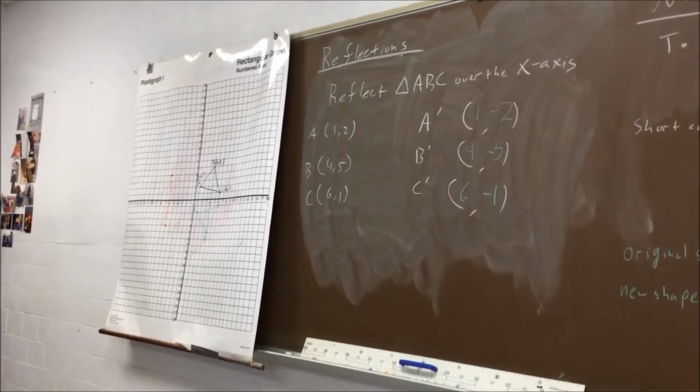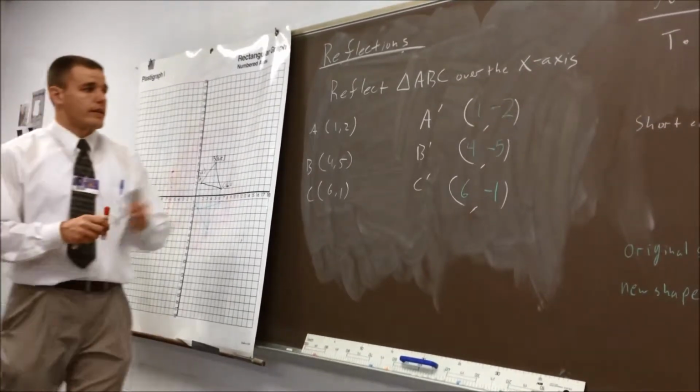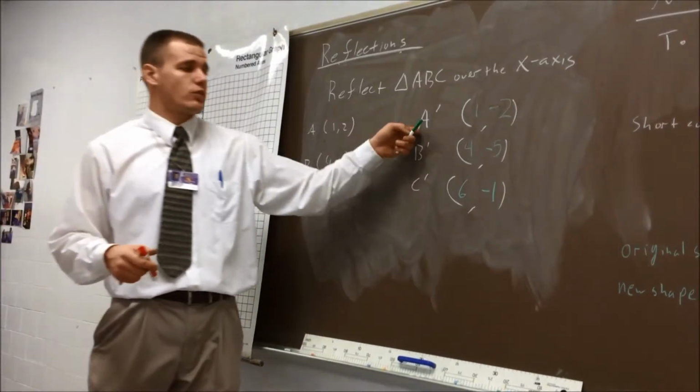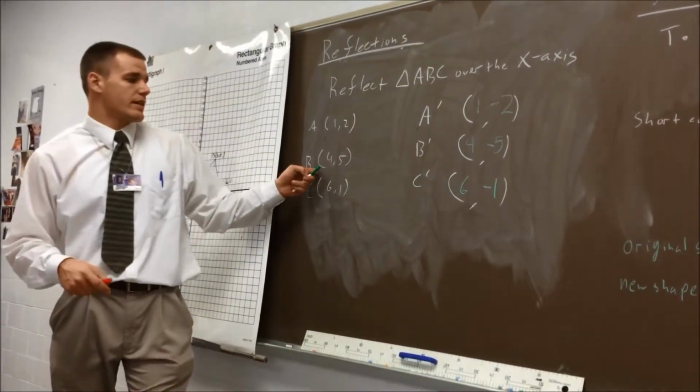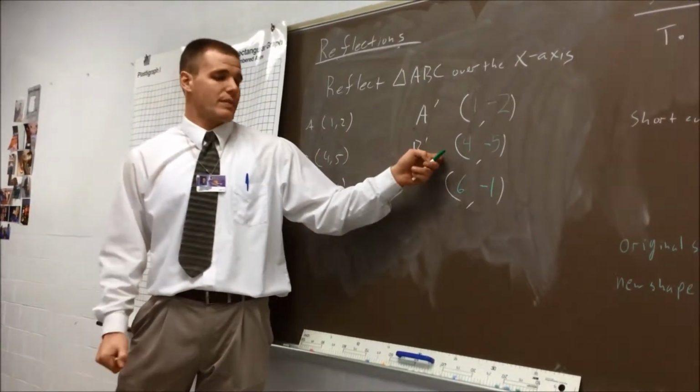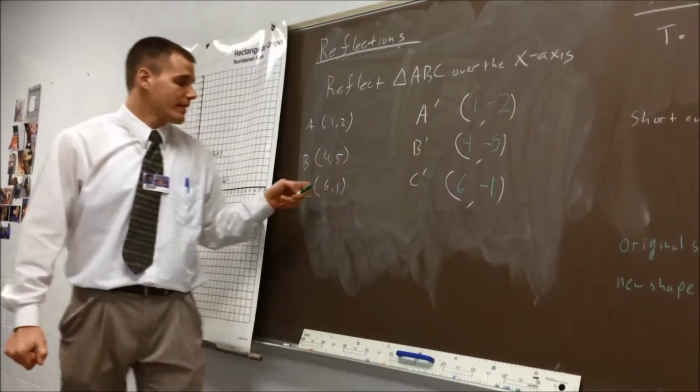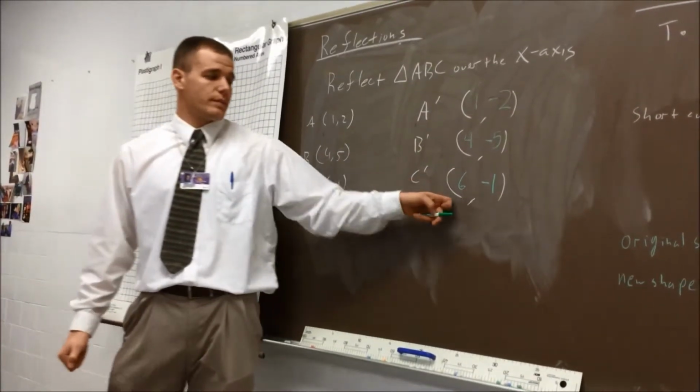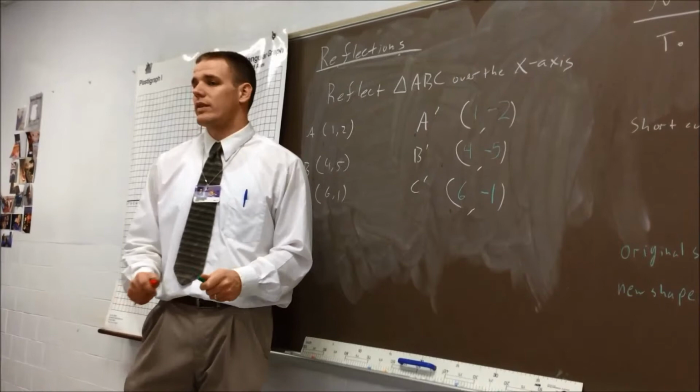What's the pattern here? A prime is 1, -2. B is 4, 5. B prime is 4, -5. C is 6, 1. C prime is 6, -1.